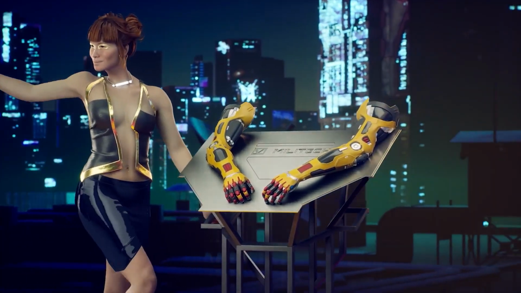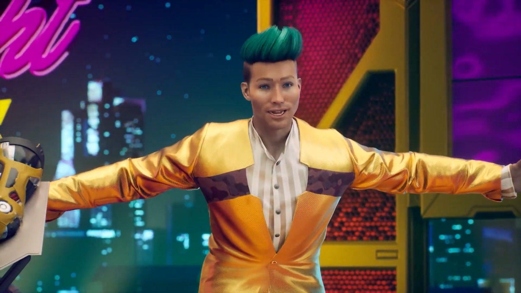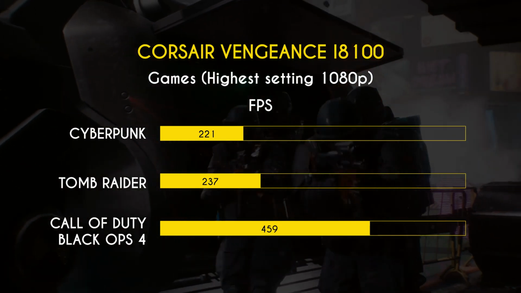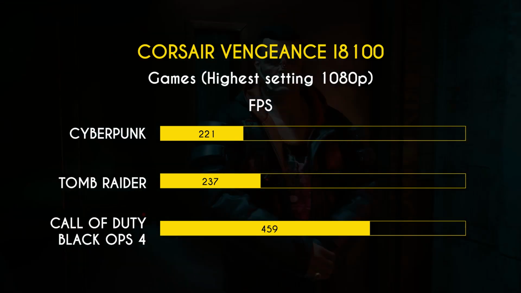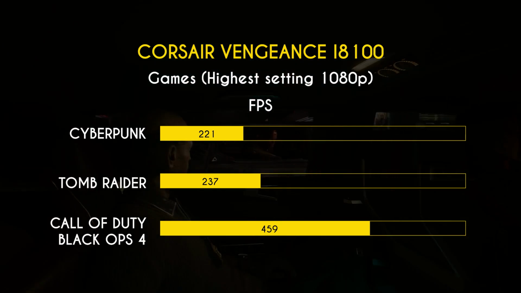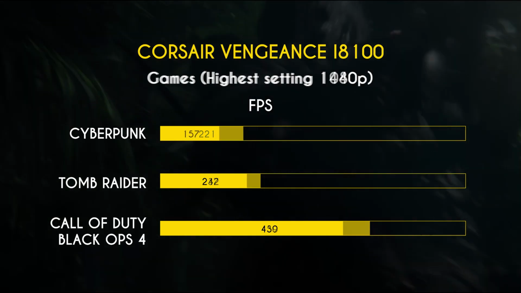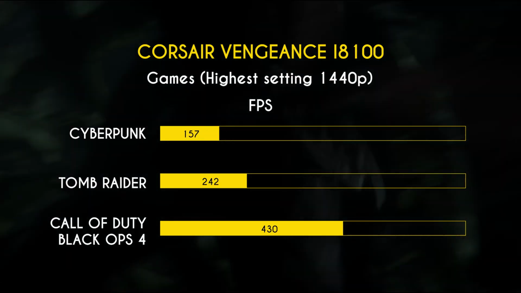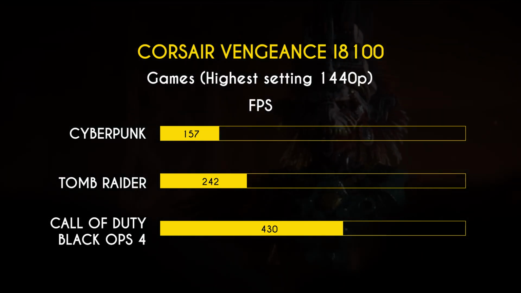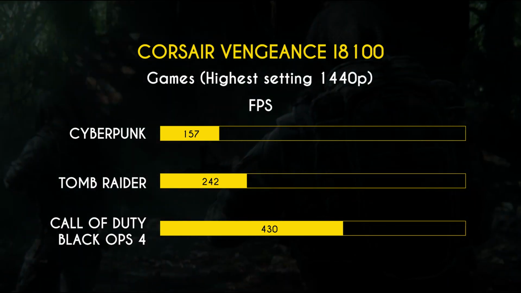Now, for the most important part of today's review, let's take a look at the actual gaming benchmarks on the highest settings at 1080p. The i8100 was able to run Cyberpunk at 221 frames per second, Tomb Raider at 237 frames per second, and Call of Duty Black Ops 4 at 459 frames per second on average. Moving up to 1440p, it maintained its strong performance. Cyberpunk ran at 157 frames per second, Tomb Raider at 242 frames per second, and Call of Duty Black Ops 4 at 430 frames per second, all on the highest settings.